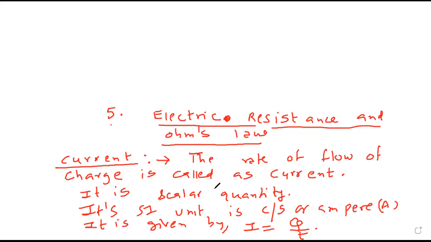The rate of flow of charge is called current. It is a scalar quantity. SI unit is coulomb per second or ampere. It is given by I equals Q by T.